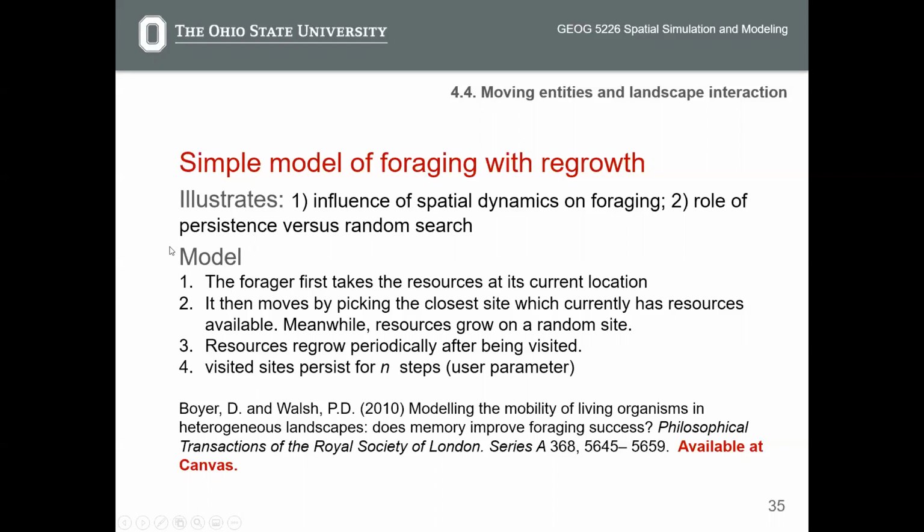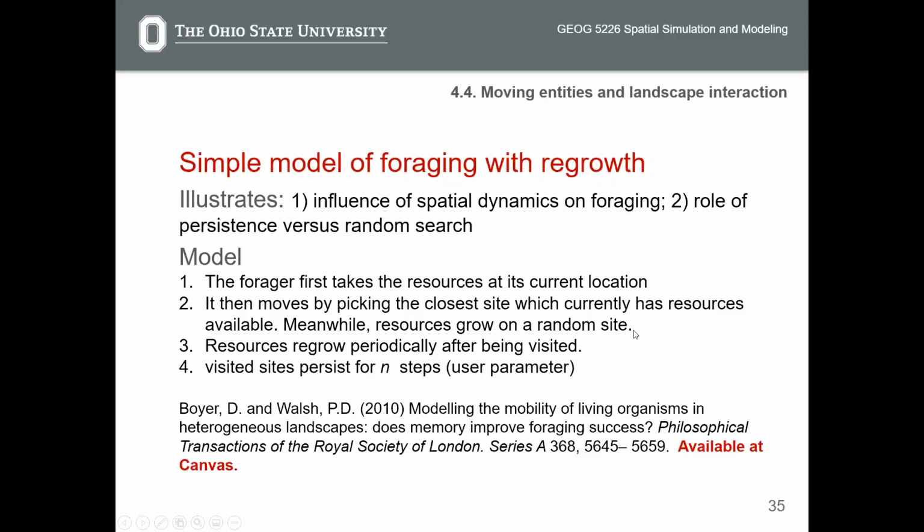How about the rules? First, the forager takes the resources at its current location. At the very start, the forager will stand on a specific cell that has resources, and it will take the resources first. It then moves by picking the closest site which currently has resources available. Meanwhile, resources grow on a random site.